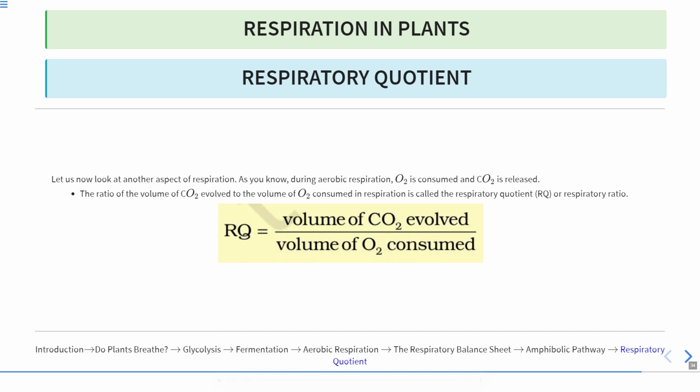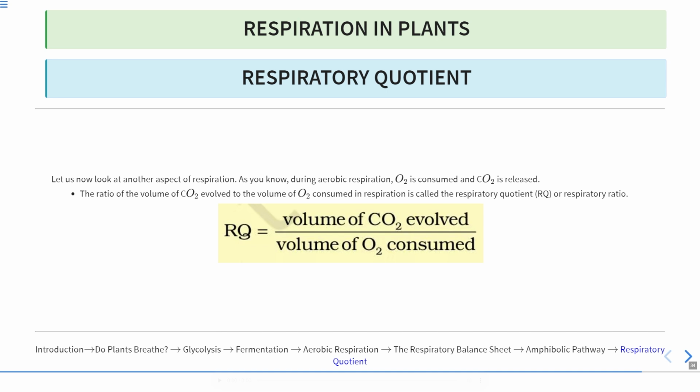Okay, now we will study about the respiratory quotient. Okay, and what is the understanding of this? So let us now look at another aspect of respiration. As you know, during the aerobic respiration, O2 is consumed and CO2 is released. So we all know that O2 is consumed in the respiratory pathway and CO2 is released out. Now the ratio of the volume of CO2 evolved to the volume of O2 consumed in the respiration is called the respiratory quotient or the respiratory ratio.